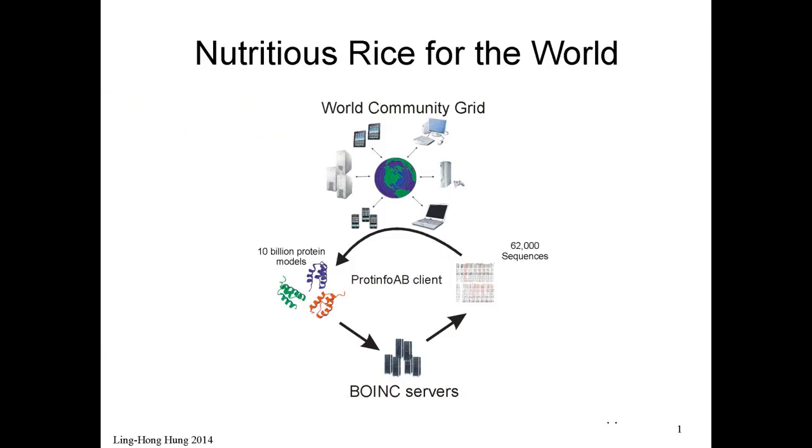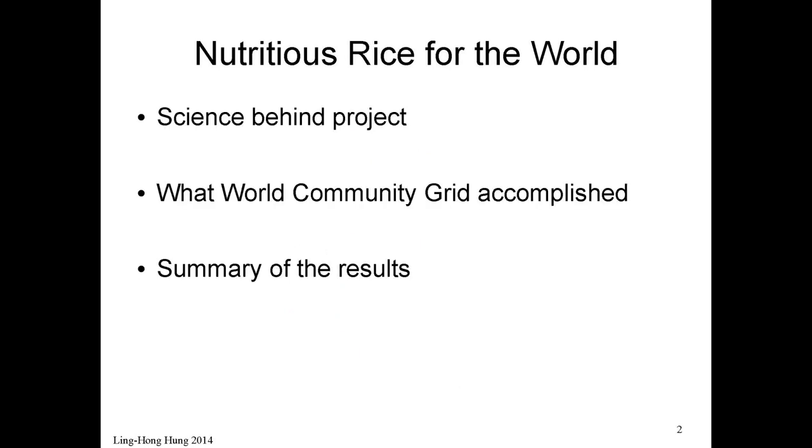Thanks, Victor. So I'll be talking about the Nutritious Rice for the World project. This is where World Community Grid members took DNA sequences of rice genes, 62,000 in total, and predicted 10 billion final protein structures. First thing I want to give is an overview of where the talk is going to go.